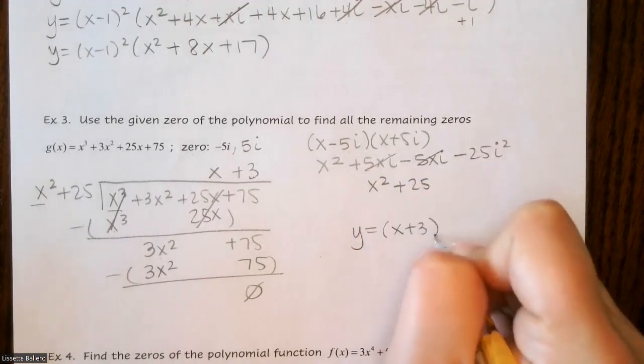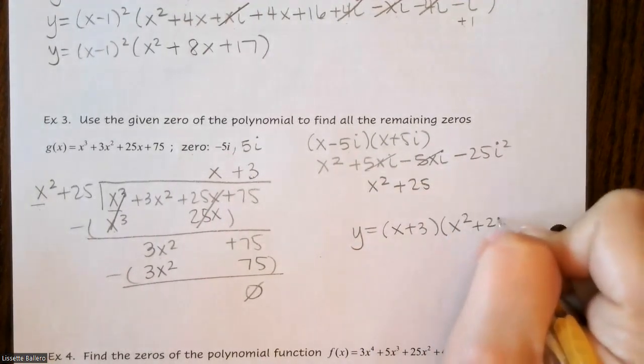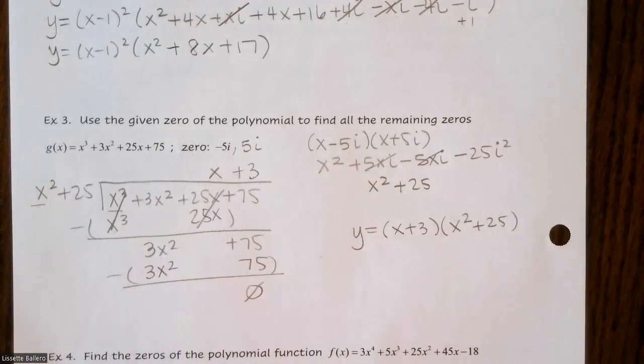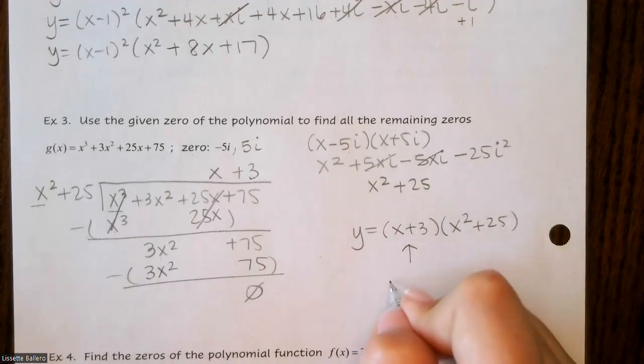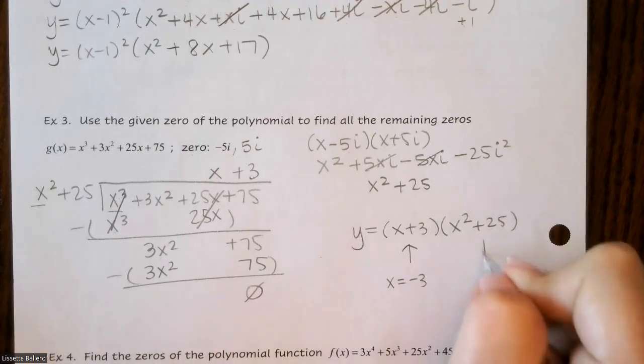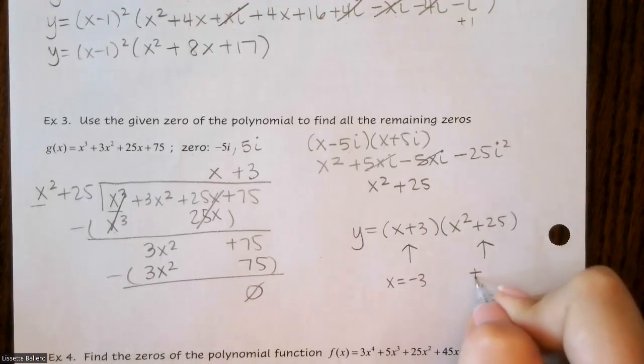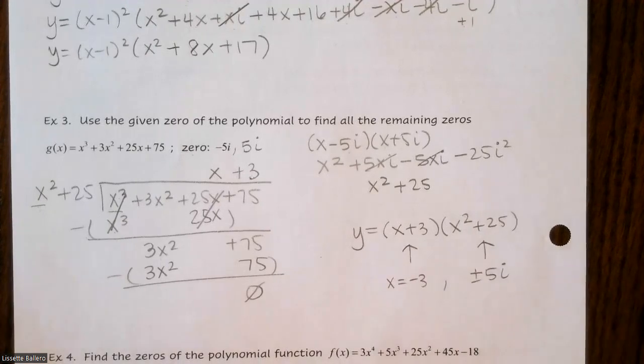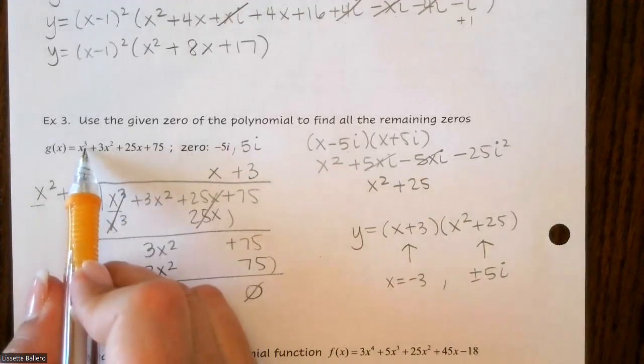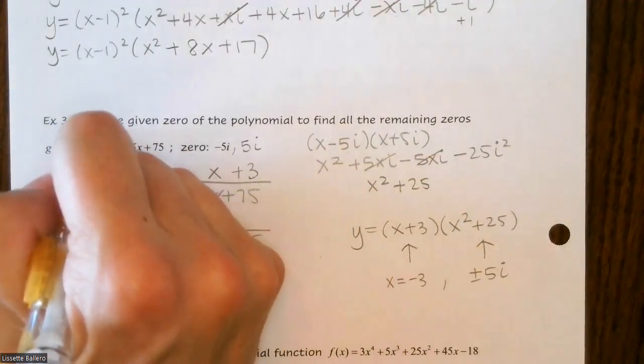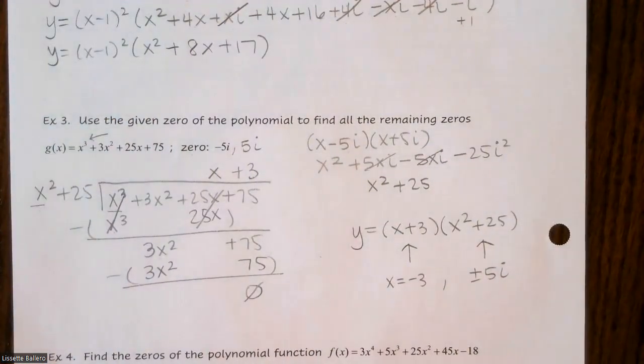But now I can write this in the factored form because there are my two factors, x plus 3 and x squared plus 25. And so this one, this zero would be -3. And then we already know the zeros for that one are plus or minus 5i. So there's our 3 zeros for our cubic. Remember, the max number of zeros is always the degree of the function.